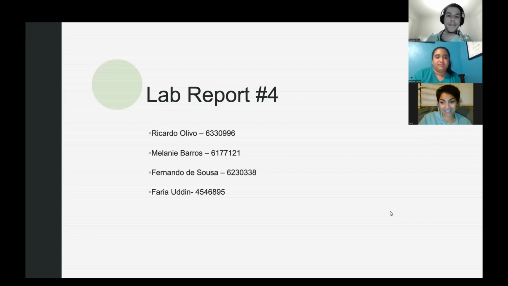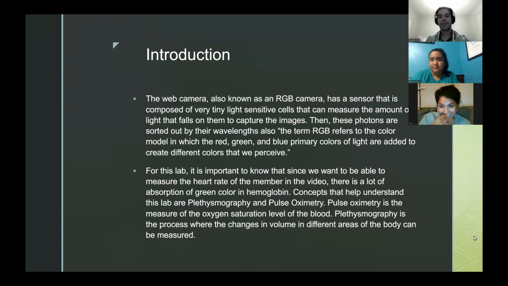So for the introduction, a camera, also known as an RGB camera, has a sensor that is composed of very tiny light-sensitive cells that can measure the amount of light that falls on them to capture the images. Then, these photons are sorted out by their wavelengths. Also, the term RGB refers to the color model in which the red, green, and blue primary colors of light are added to create different colors that we perceive.